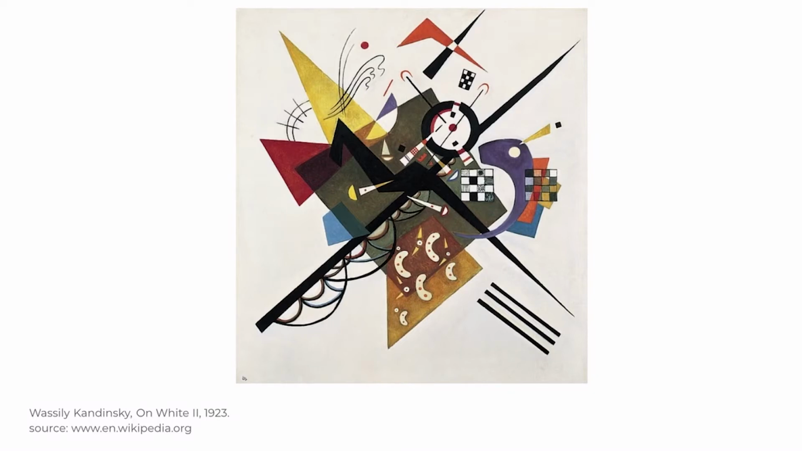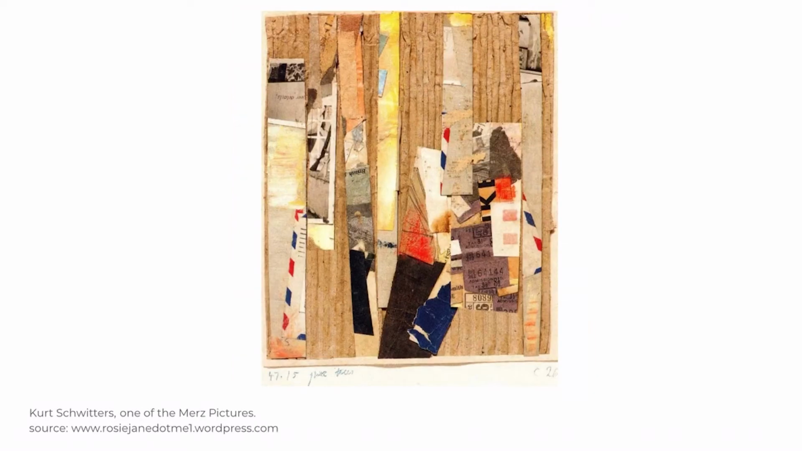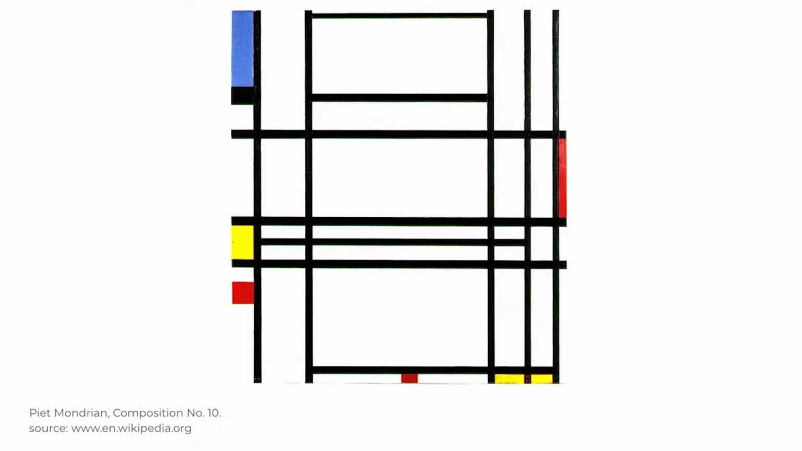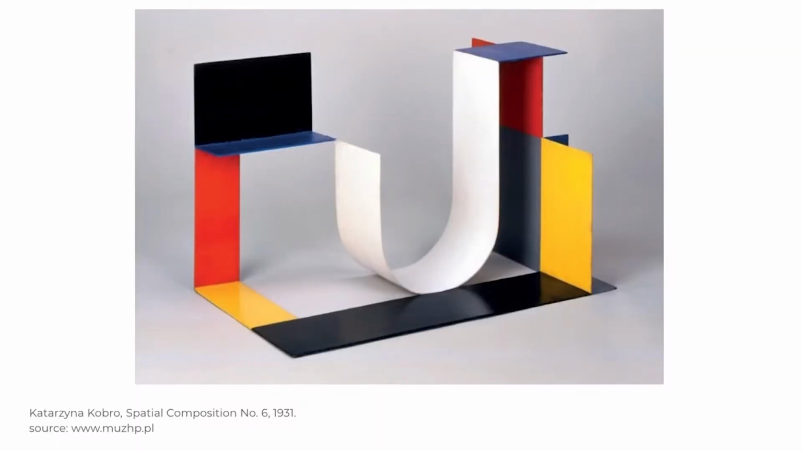Here, Wassily Kandinsky, some collages from Kurt Schwitters, lots of geometrical forms, very simple from Piet Mondrian, very, very pure abstract forms from Kazimir Malevich. Such art also exists in 3D forms, so a sculpture here by Katarzyna Kobro. Still a bit more forward, Mark Rothko and his abstract forms.